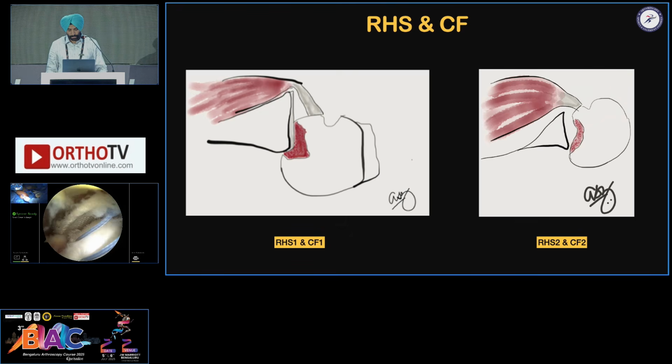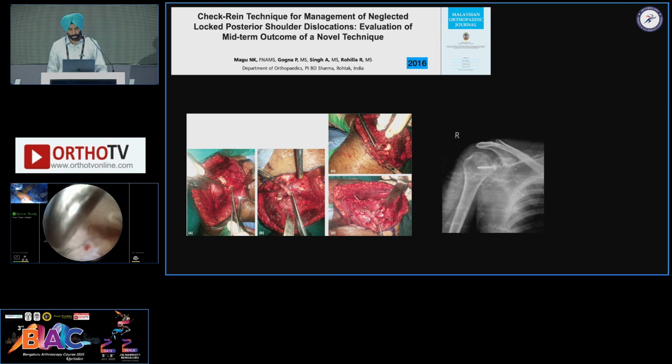So these were the diagrams which indicated the amount of critical fragment and the reverse Hill-Sachs which was present in a locked posterior dislocation of a shoulder. Then came a technique again from India, in which Dr. Magu described coracoid osteotomy and passing it through the subscap slit, as we do in a Latarjet procedure, and fixing it onto the reverse Hill-Sachs.